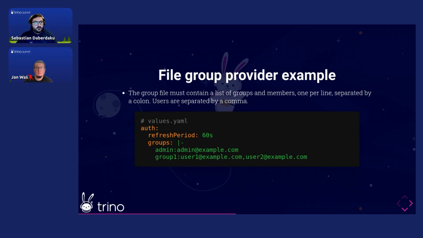Trino requires the user to provide the user group assignment with a list of groups in a file, one per line, and separated by colons. So the group is separated from the users by a colon, and the users are separated from each other by a comma. The problem with this configuration is that it becomes difficult to manage when handling a large number of users and groups. So think of having tens of groups and hundreds of users in each of them. It becomes quite a mess.